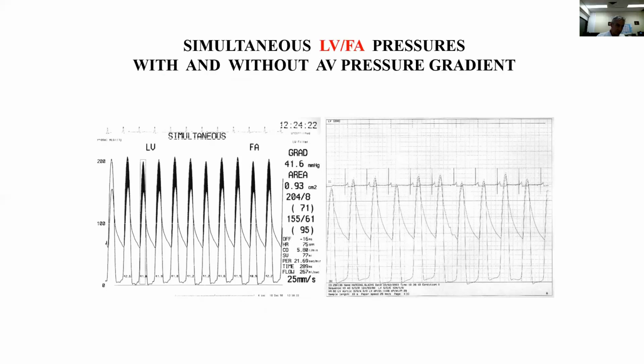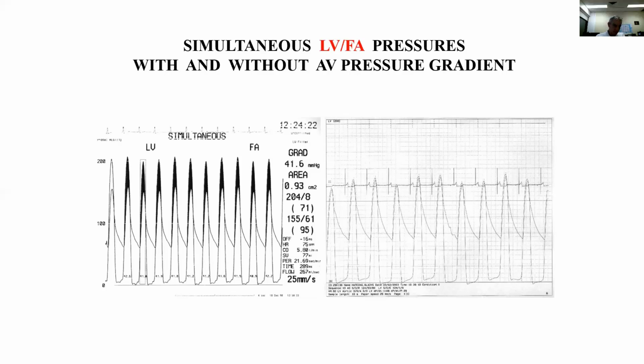So we can measure each individual peak to peak and average them all, or we can measure each individual mean gradient and average it. Now, this is a slightly different trace in that instead of the second catheter being in the aorta, the second catheter is in the femoral artery, so that you don't need a second catheter. You can just use the introducer sheath.